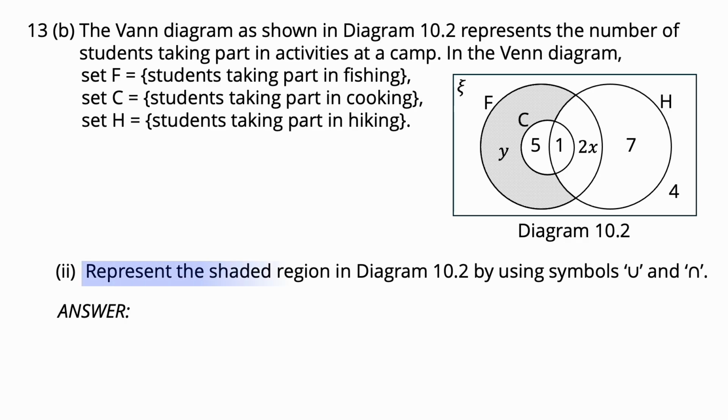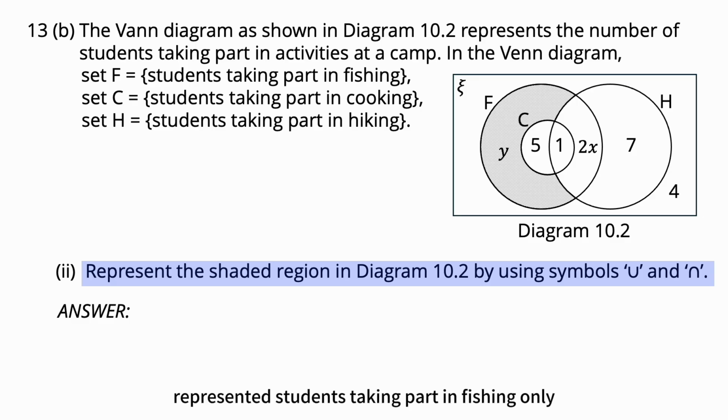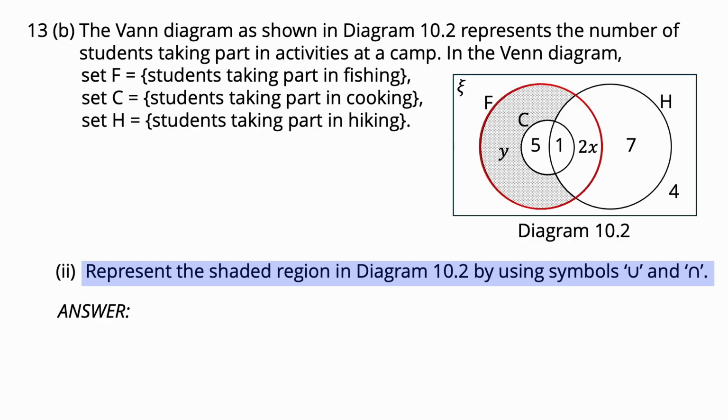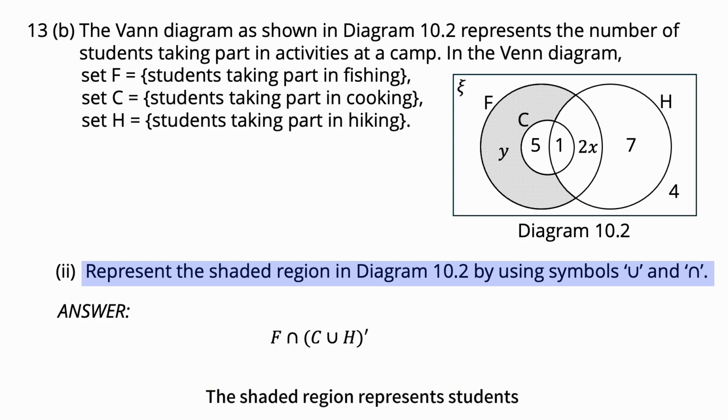2. Represent the shaded region in diagram 10.2 by using the symbols union and intersect. The shaded region represents students taking part in fishing only. That means they are inside the fishing circle, F, but not in cooking, C, and not in hiking, H. In set notation, it can be written as F intersection the complement of C union H. The shaded region represents students who take part in fishing but not in cooking or hiking.